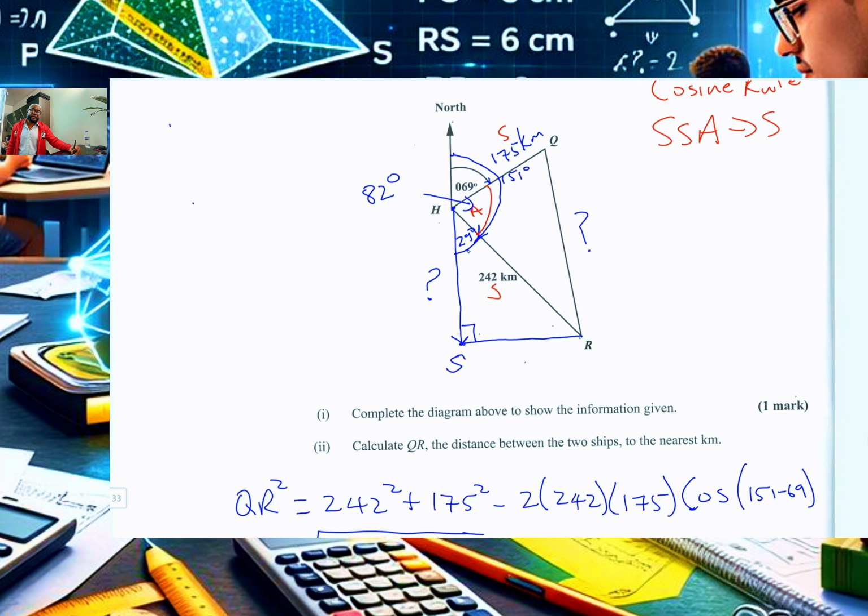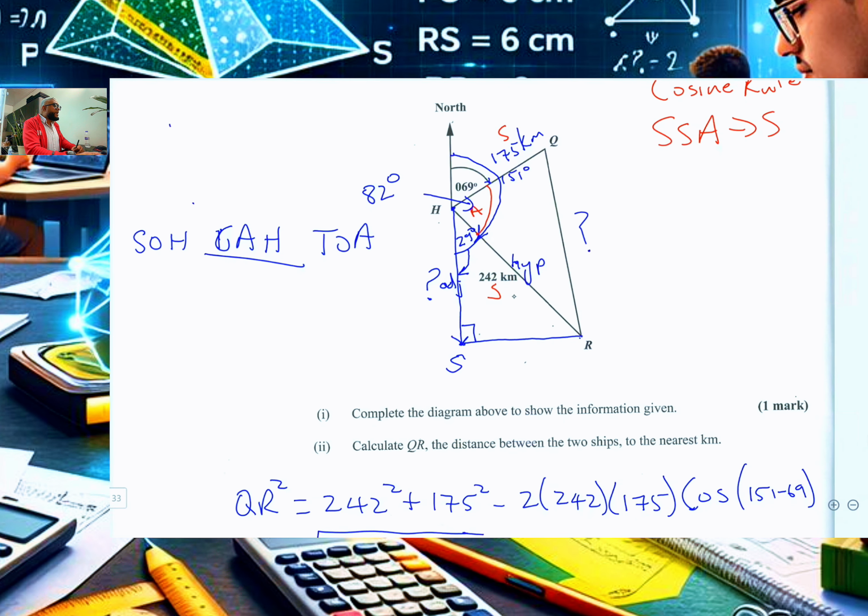This is our right angle triangle. What side are we trying to find? We're trying to find our adjacent, and this 242 is my hypotenuse. In a right angle triangle, we can apply trigonometric ratios. SOHCAHTOA: which one uses adjacent and hypotenuse? It would be CA, cosine. So we're going to line up cosine.